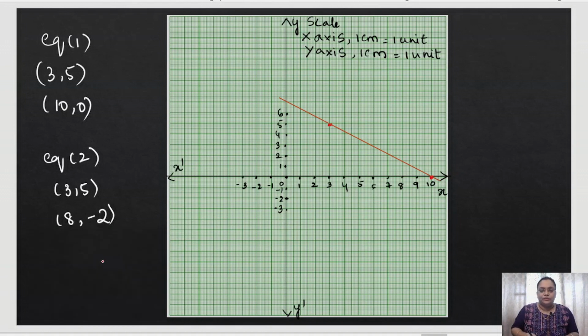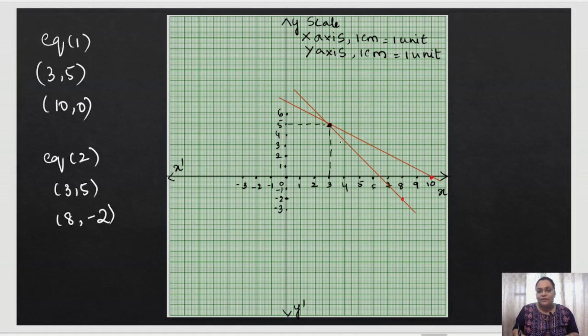Okay, and for the second equation, the first point is 3 and 5. 3 on the x-axis and 5 on the y-axis, which is the same point, this one, and 8 and minus 2. 8 on the x-axis, minus 2 on the y-axis, which is here. Let us join these 2 points.